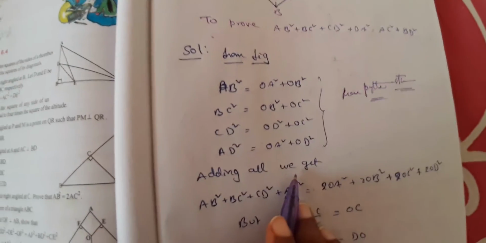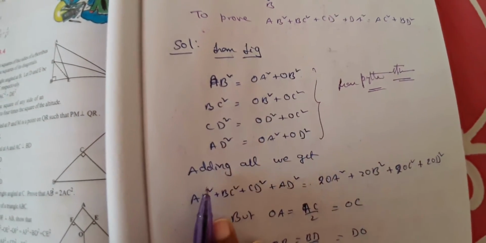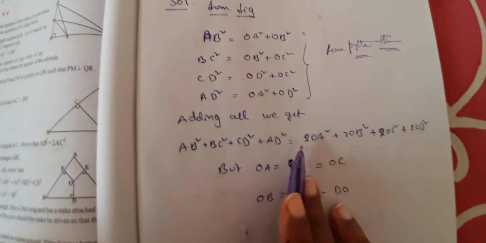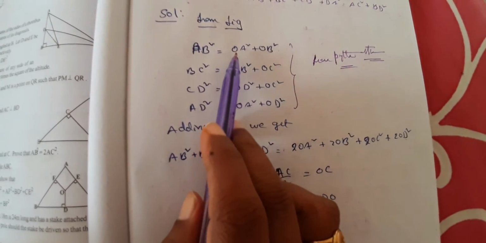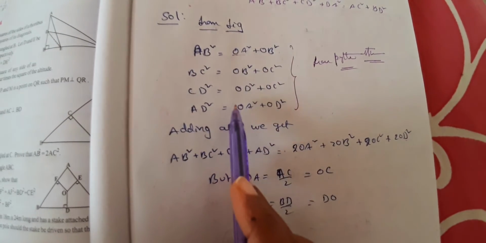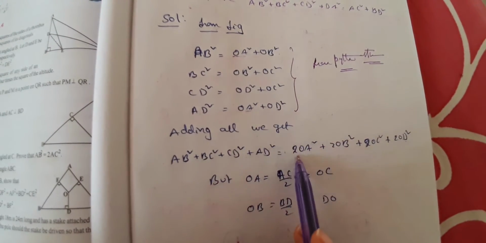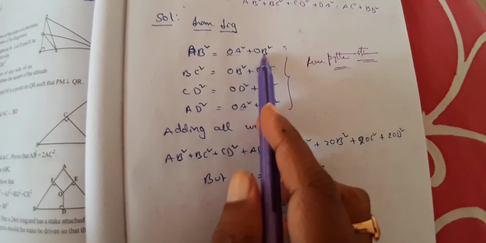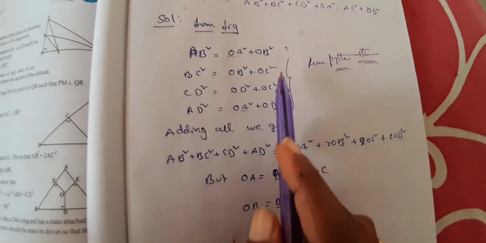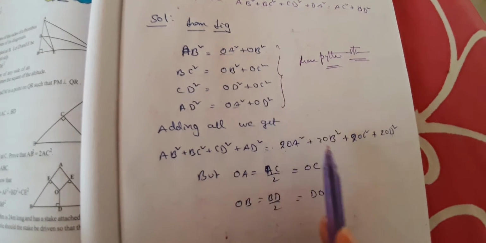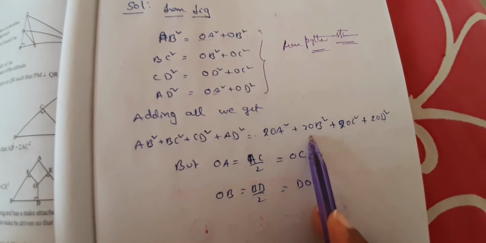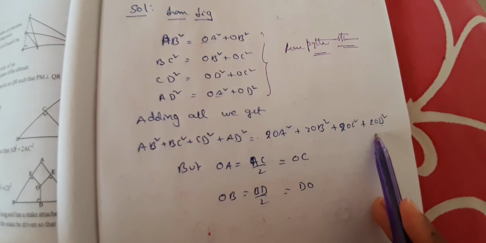Right, adding all, LHS is added as well as RHS are added. So you'll be getting all LHS sides. And now how many OA squares? OA square plus OA square, 2 OA squares. Similarly 2 OB squares, similarly 2 OC squares and 2 OD squares. So you will be getting 2 OA square plus 2 OB square plus 2 OC square plus 2 OD square.